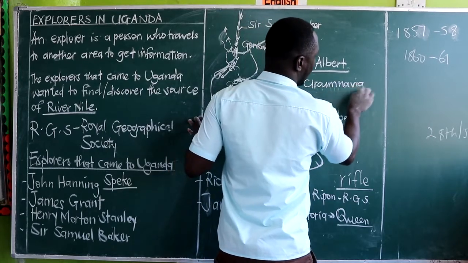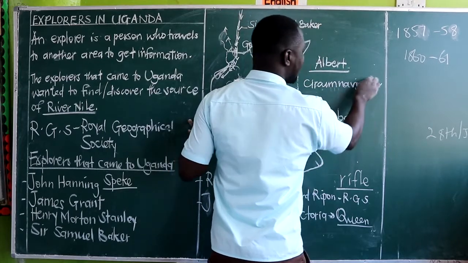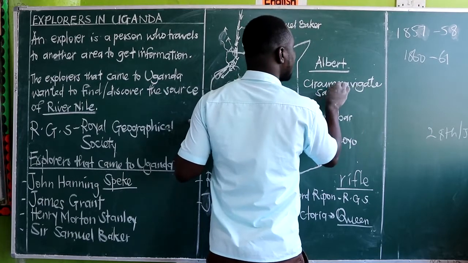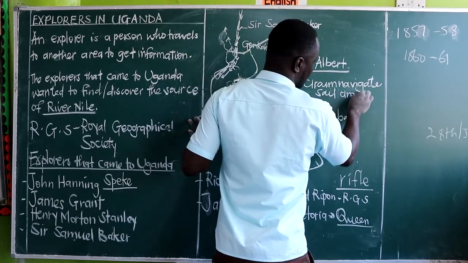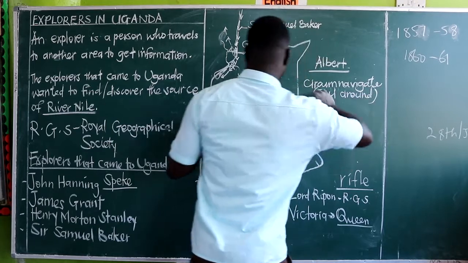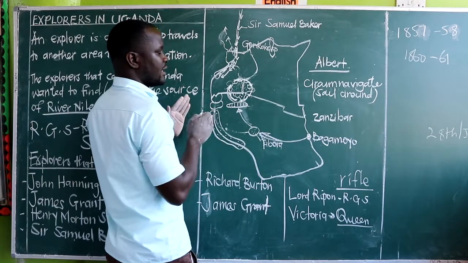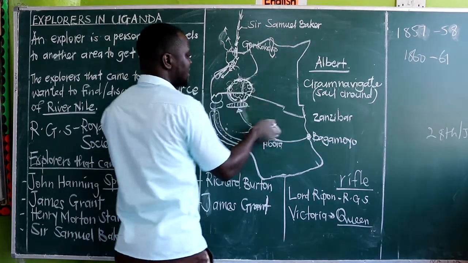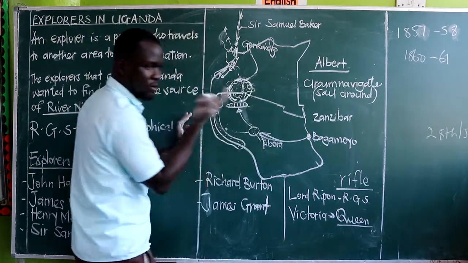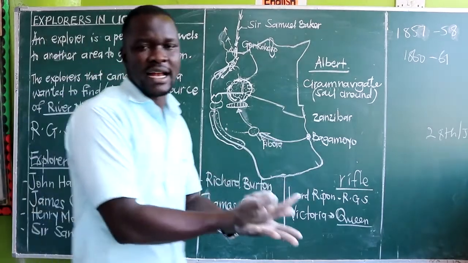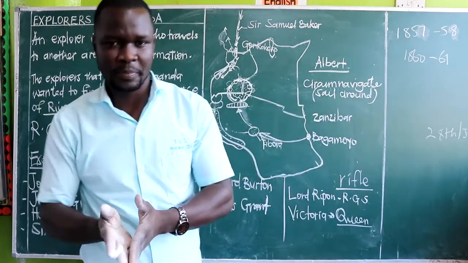Circumnavigate. In simple understanding, we shall say to sail around. To sail around. So we are saying H.M. Stanley came and he had to circumnavigate. Why was he sailing around? He was sailing around the lake to draw its map.